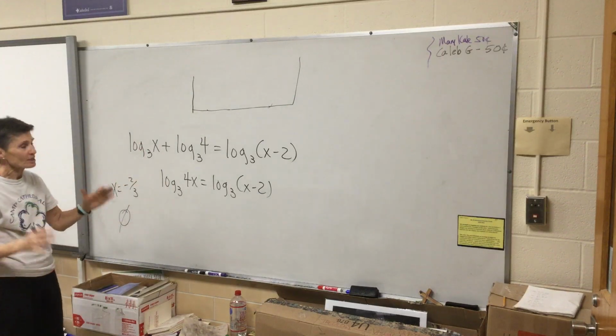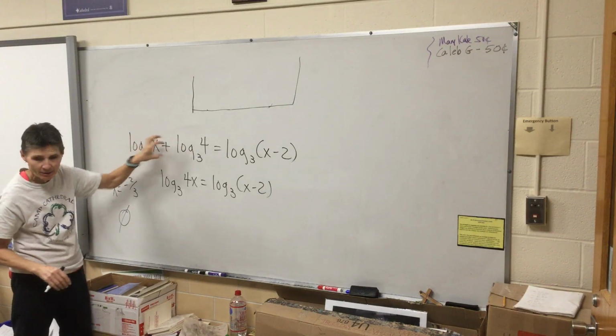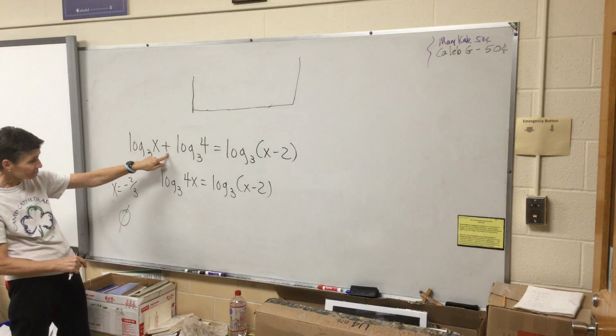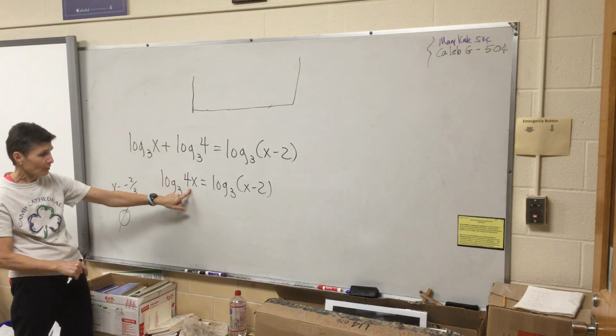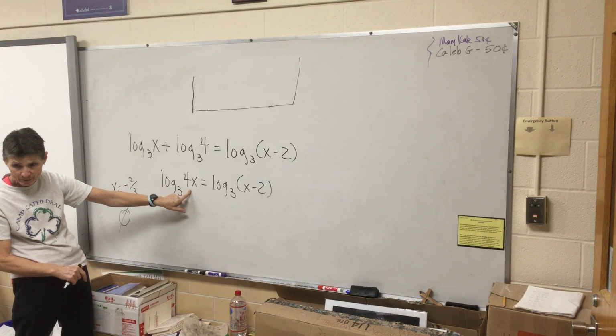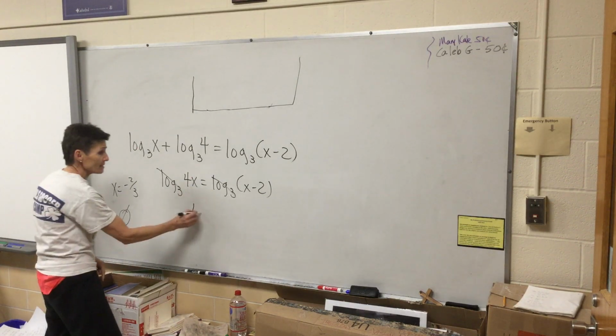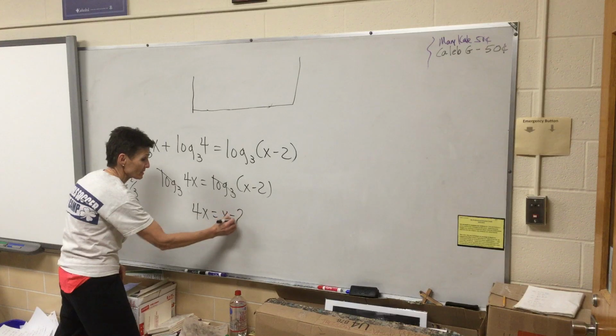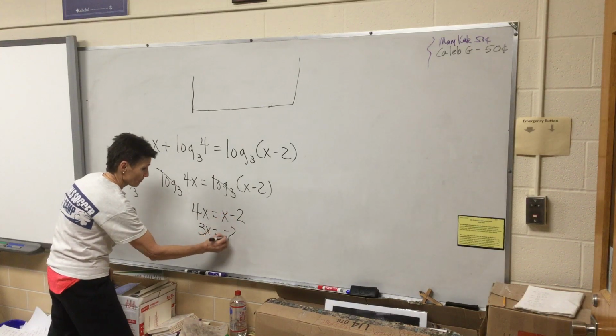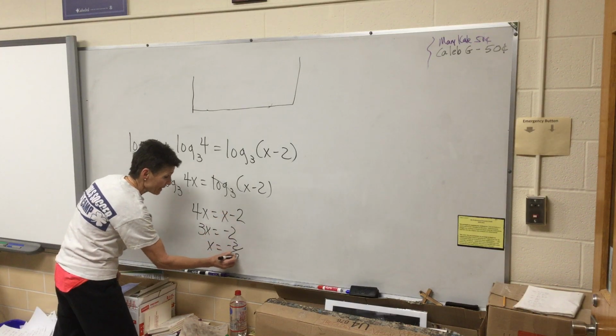Kids, you cannot do this problem if there are two logarithms here. They have to be put together. Since that's a plus, you're going to put them together as a multiply. Now you've got one log on each side, so 4x equals x minus 2. And right there is the negative 2/3.